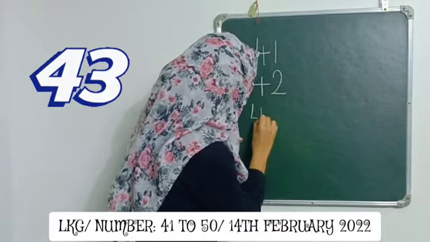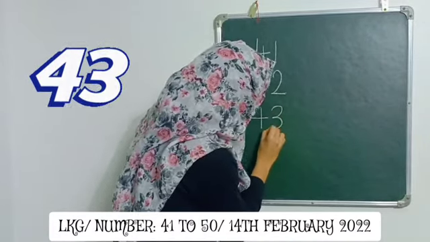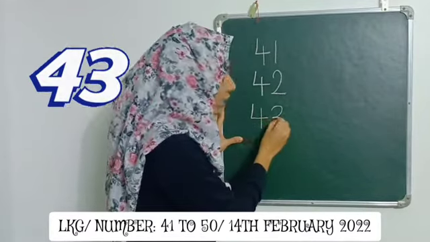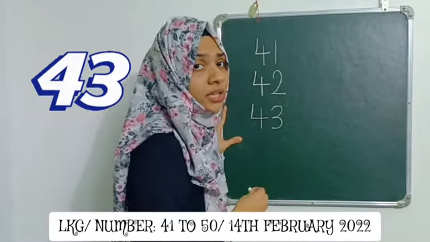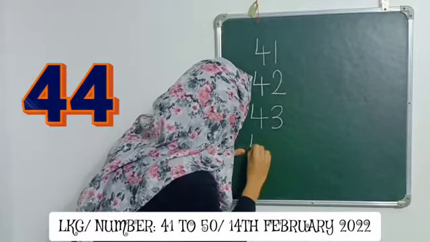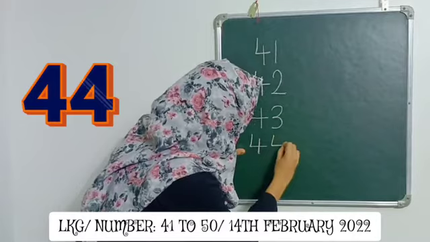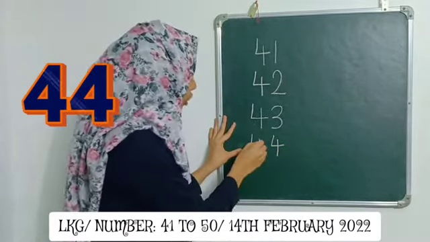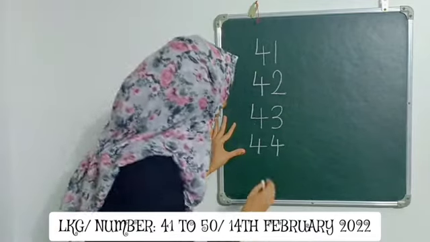Next number is 4, 3. 4, 3, 43. Then, what about the next number? Yes, 4, 4. Very good. 4, 4, 44.